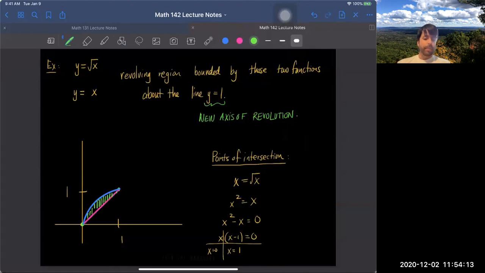I want this region. Now, normally, what would we do? We would take this region and revolve it around the x-axis, right? That's normally what we would do. Or we would say, hey, revolve it around the y-axis. But we're not going to do this anymore. Now we're going to revolve it around y equals 1. Now y equals 1, where is y equals 1? This is my new axis of revolution. I'm going to revolve it around this line. So do you see what's the result? Do you see what kind of shape we have now?